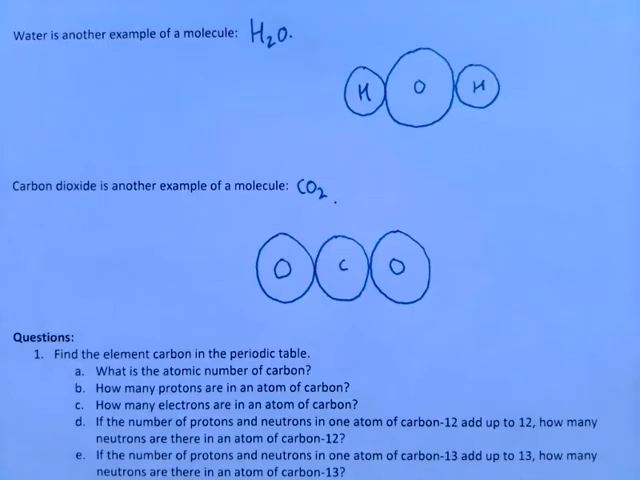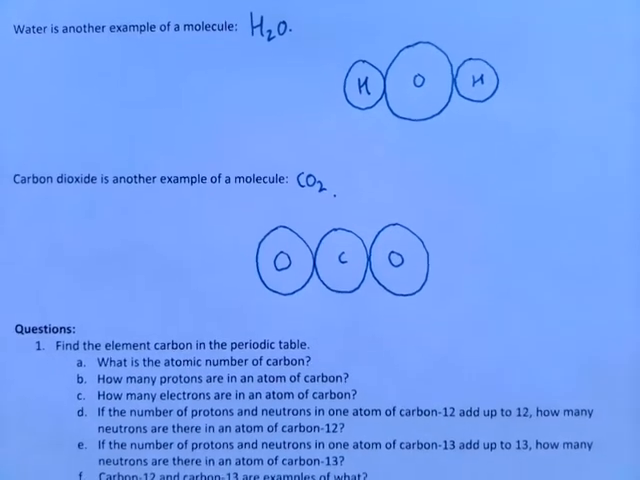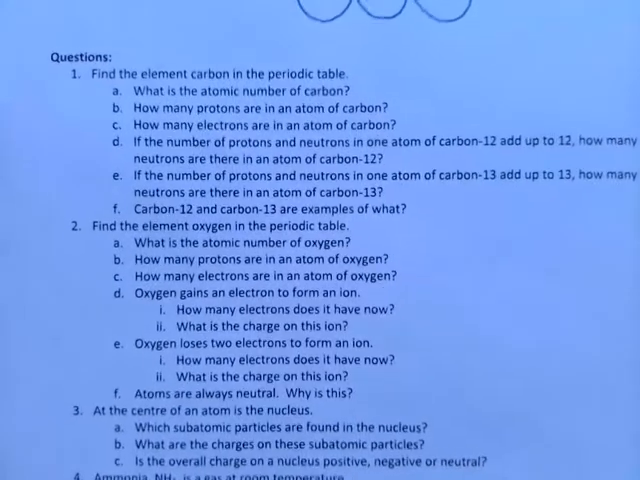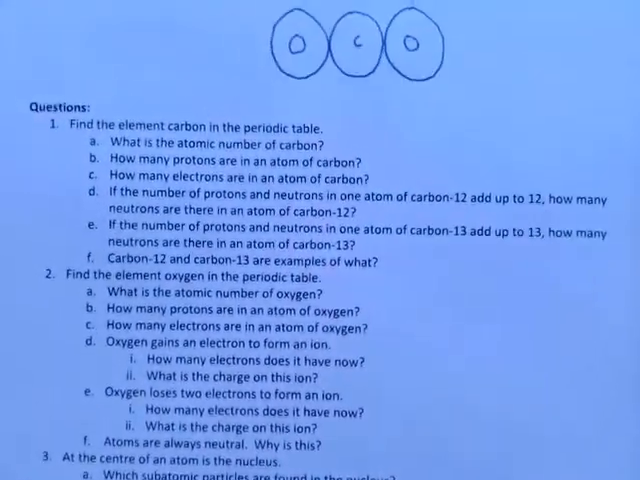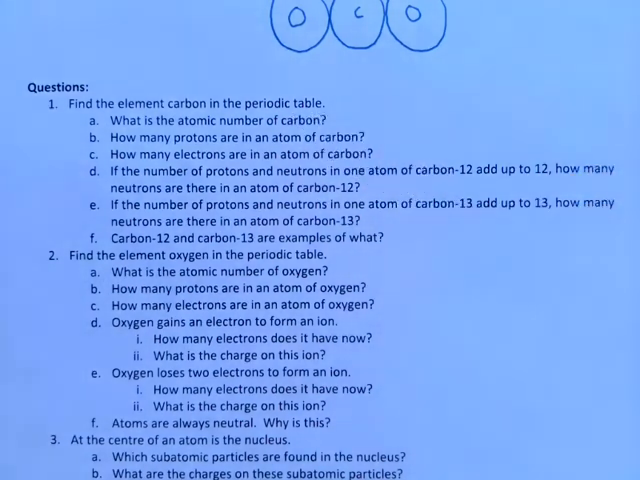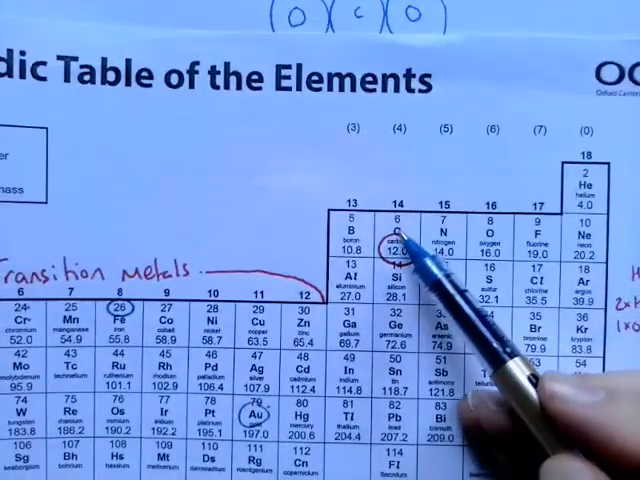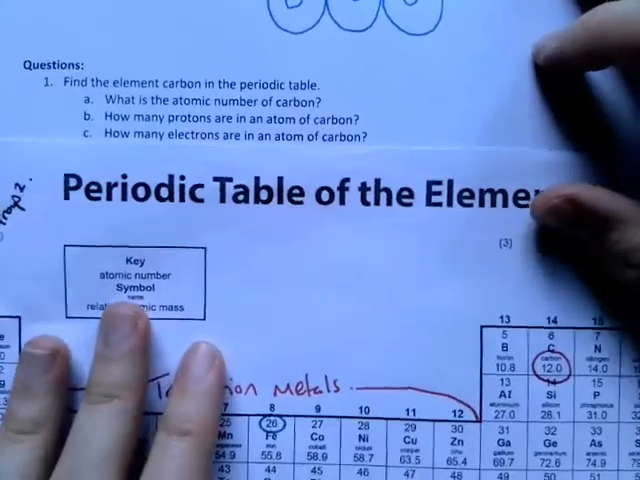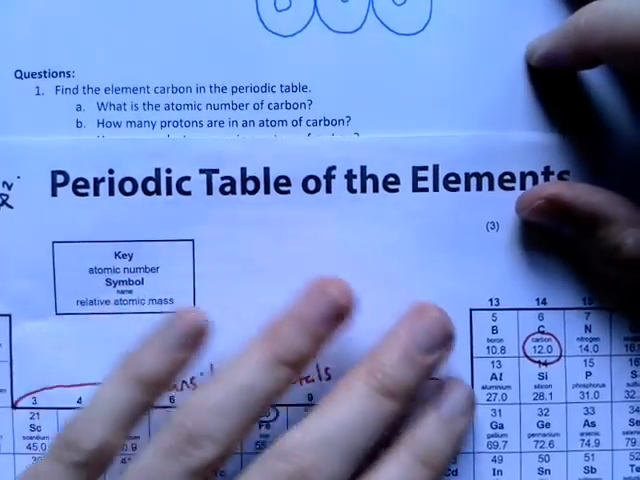Okay, so what you need to do now is answer 4 questions, only 4 questions. I know it's a bit of a trick, isn't it? That's what you're thinking. So it's not really 4, there's loads. All right, but these should be quite straightforward for you. So find the element carbon in the periodic table. So carbon is up here. All right, now, how many protons are there in an atom of carbon?